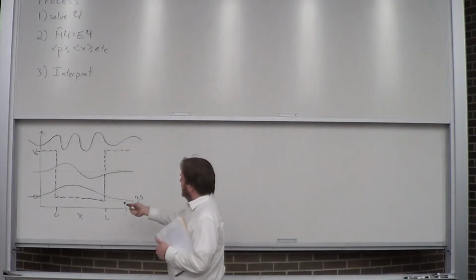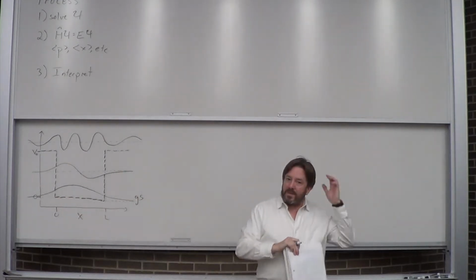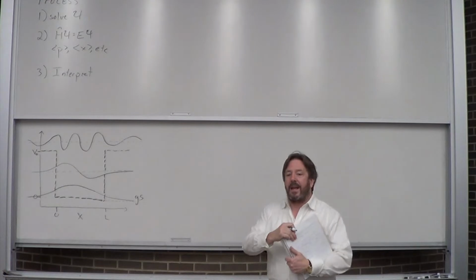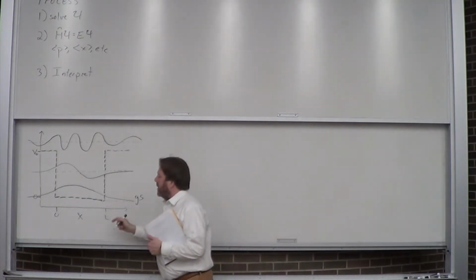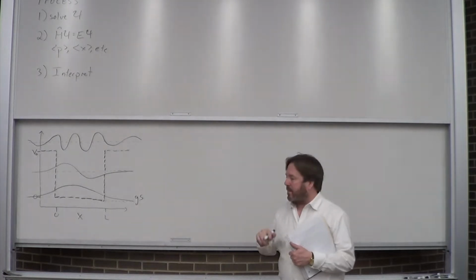Half sign, except that it spills over the edges, which makes sense because it can, right? It doesn't take an infinite amount of energy to spill over to the sides like the particle in the box did. Remember, this is the particle in the finite box.